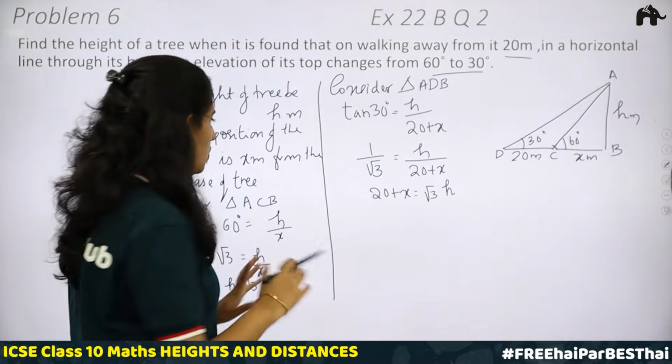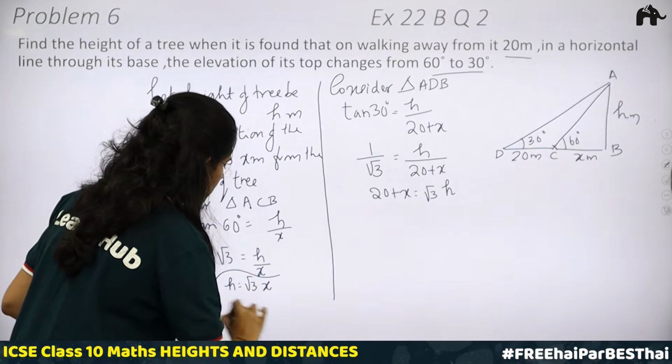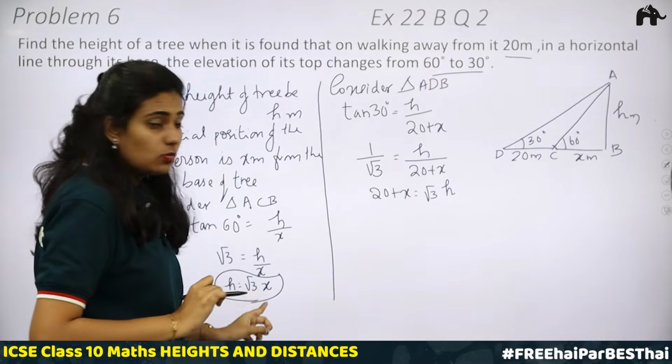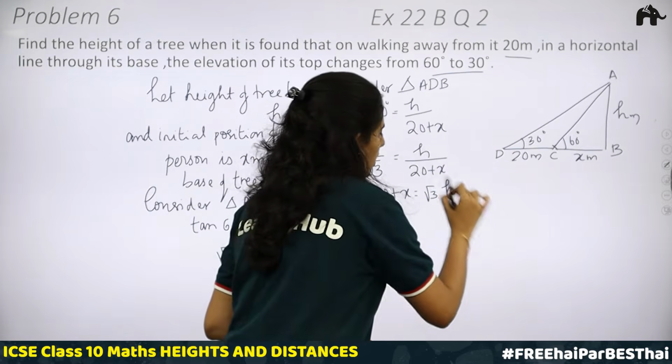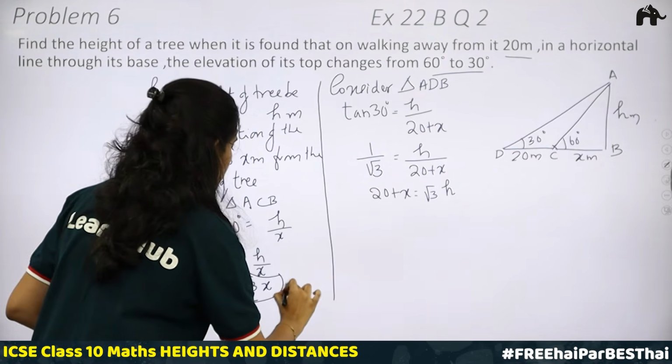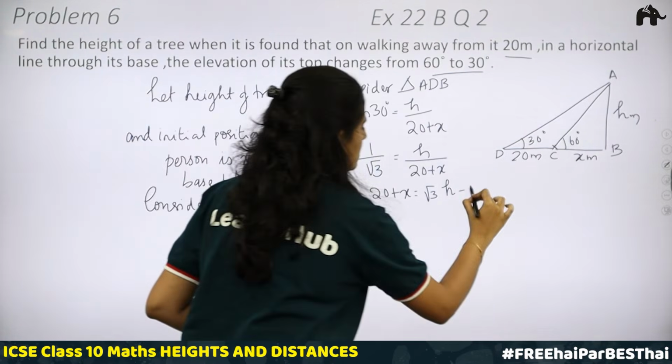Okay. Now what we are going to do is, we have from the first triangle h is equal to root 3 into x. Now in this position, we are going to put the value of h. This is our equation 1 and this is equation 2.